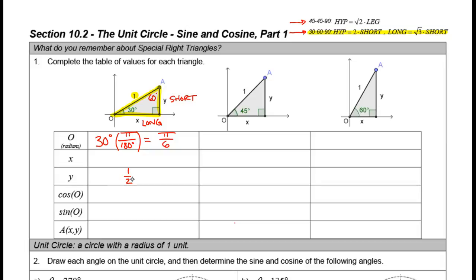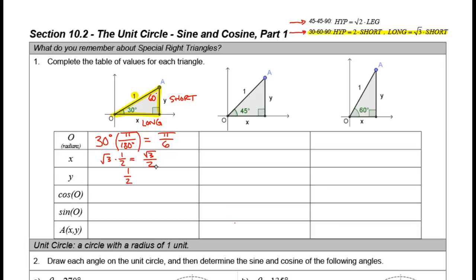Now for the long leg, I have to do a little more work. The relationship up here is that the long leg equals √3 times the short leg. So that means I have to do √3 times 1/2, which we would write as √3 over 2. So those are the distances x and y from the figure.